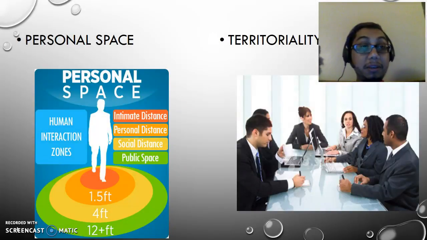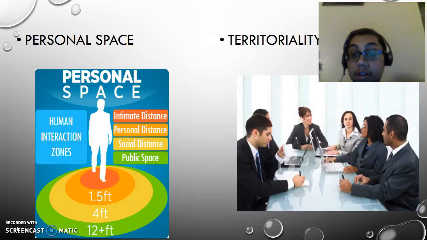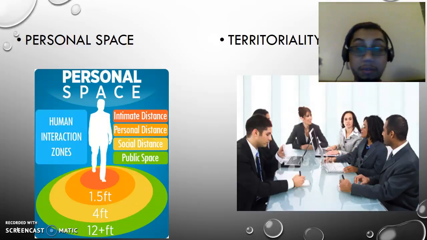And lastly, we come to personal space and territoriality. So personal space we see a lot of in Western cultures. So as you can see in the picture for personal space, intimate space is 0 to 1.5 feet. Personal space is 1.5 to 4 feet. Social space is 4 feet to 12 feet. And public space is 12 feet and beyond.